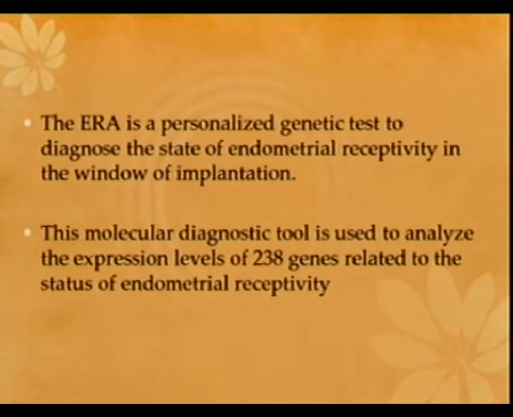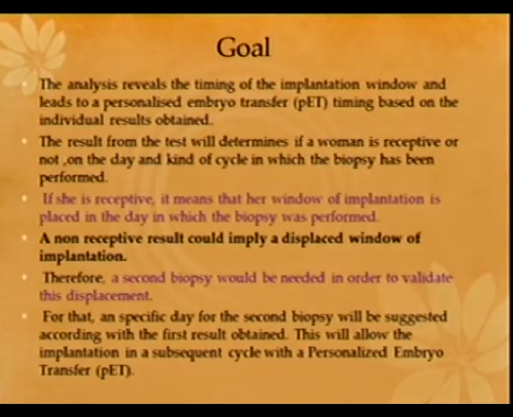It is a specialized personalized genetic test to diagnose the state of endometrial receptivity in the window of implantation. It is used to analyze the expression levels of 238 genes related to the status of endometrial receptivity. When we do the ERA and get the report interpreted, it says whether the patient is receptive on the day of biopsy or not receptive on the day of biopsy.